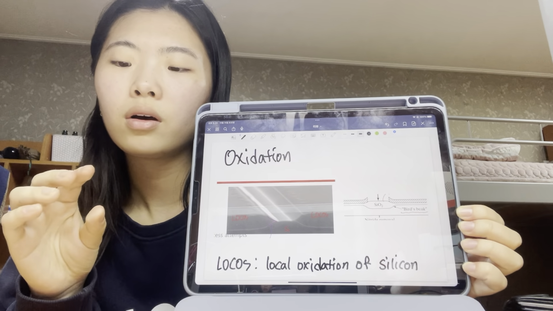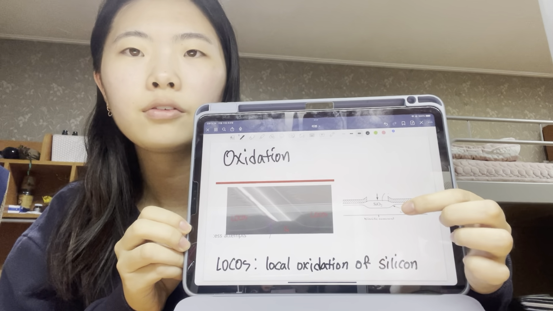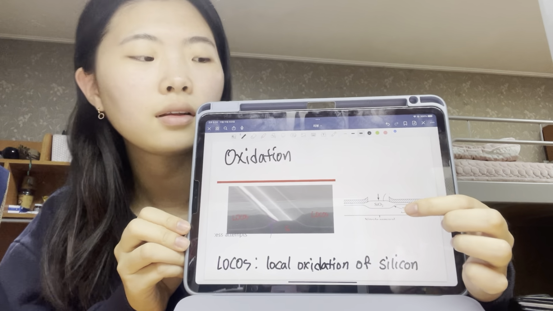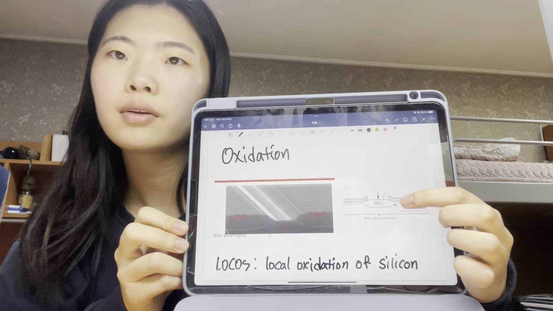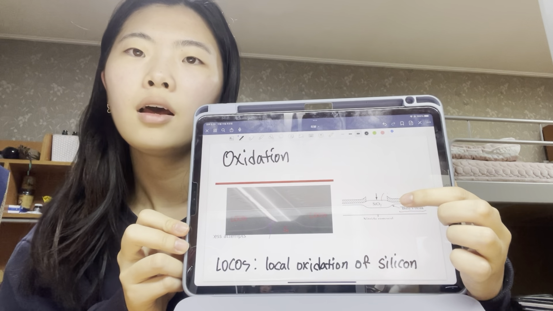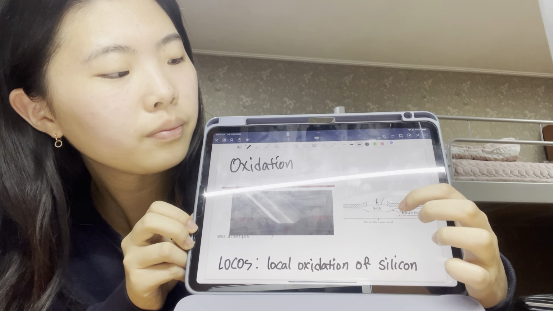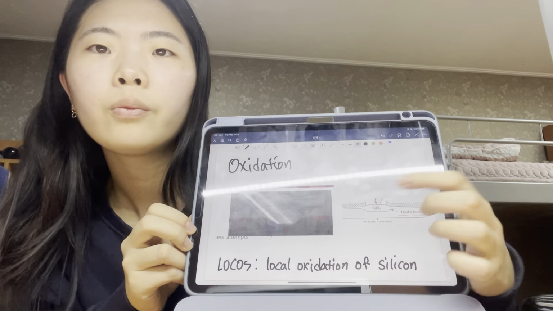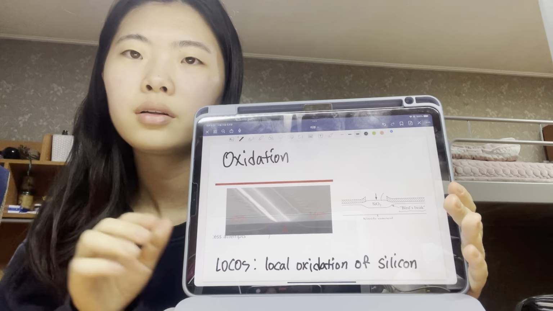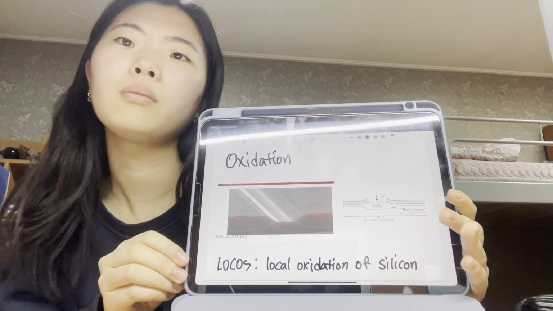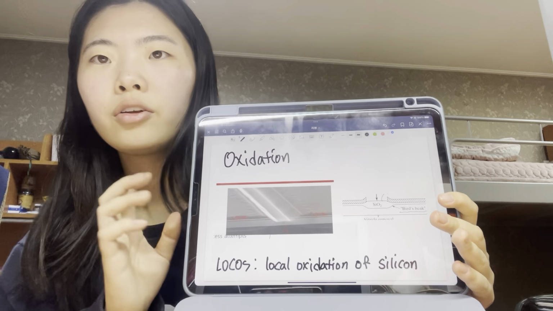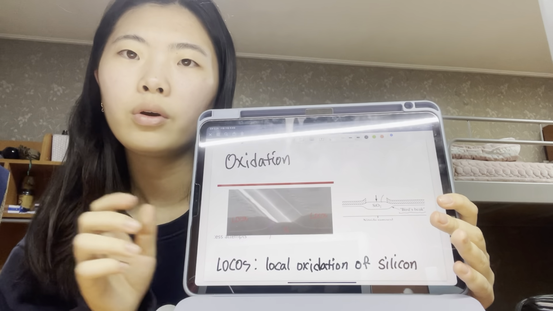So because of that, silicon oxide will be made in this shape, and also on the bottom side, we call that part bird's beak because it looks like a bird's beak.